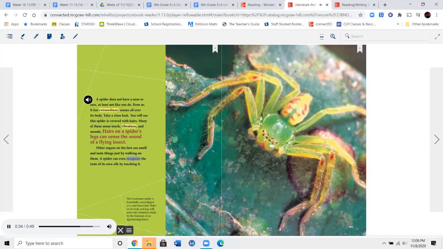This huntsman spider is beautifully camouflaged on a rainforest leaf. Hairs on its body and legs will sense the vibrations made by the footsteps of an approaching insect.